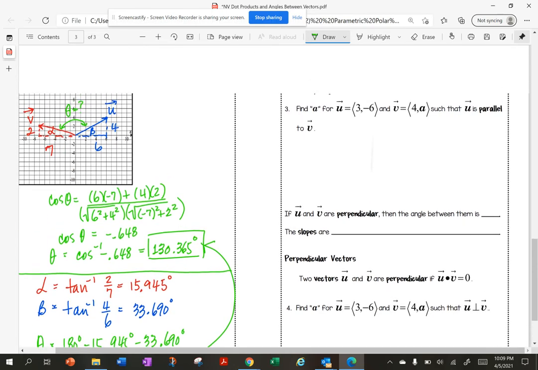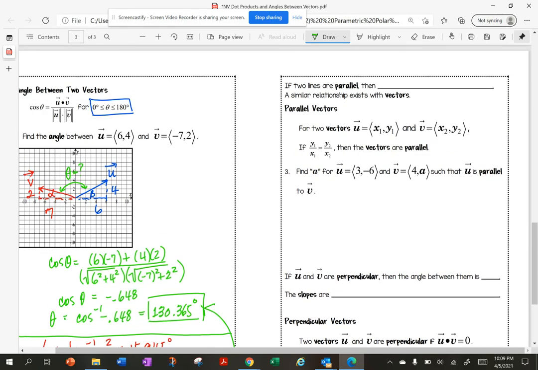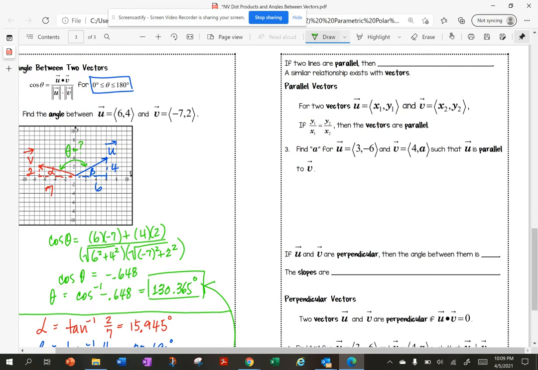Okay, so next, I want to know if I have two parallel vectors or not. So if two lines are parallel, I know they have the same slope.